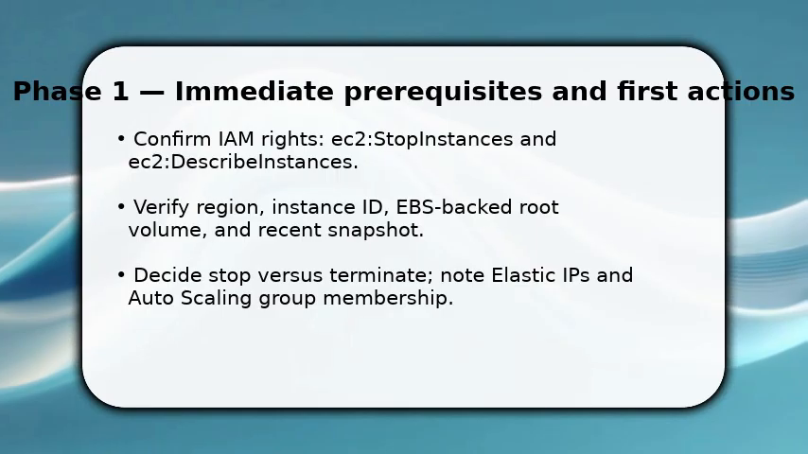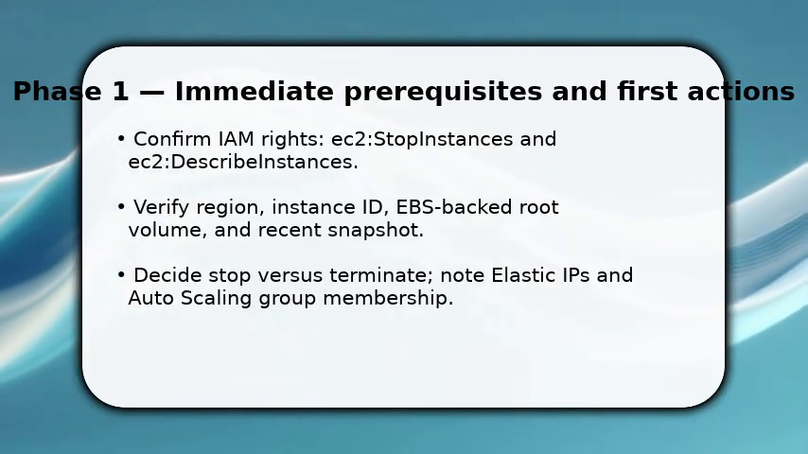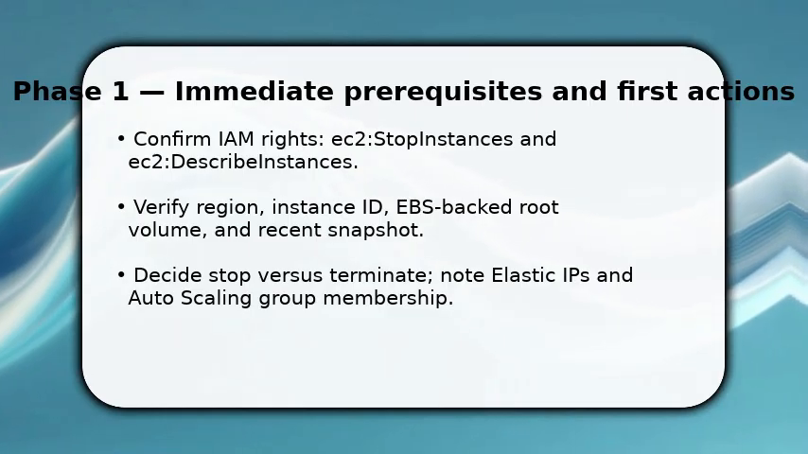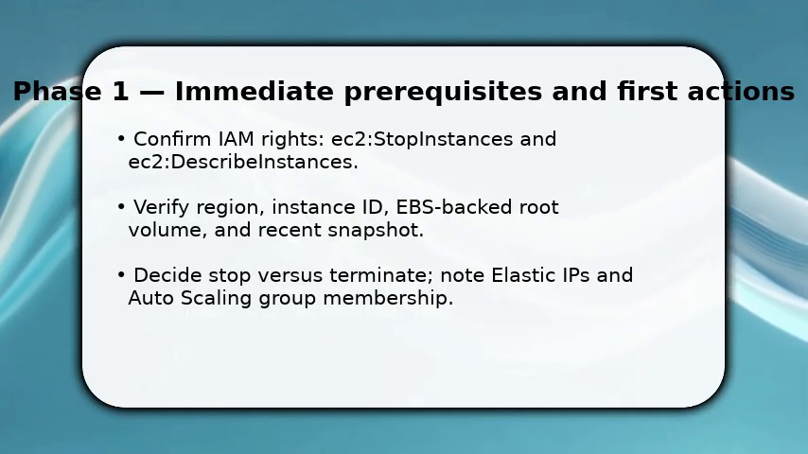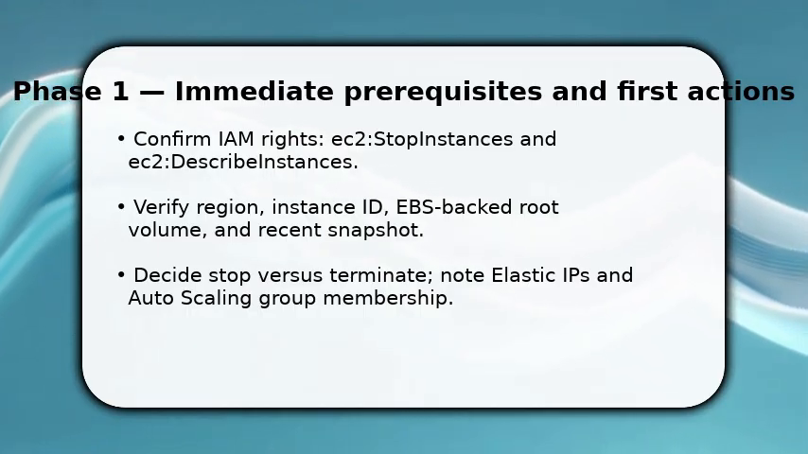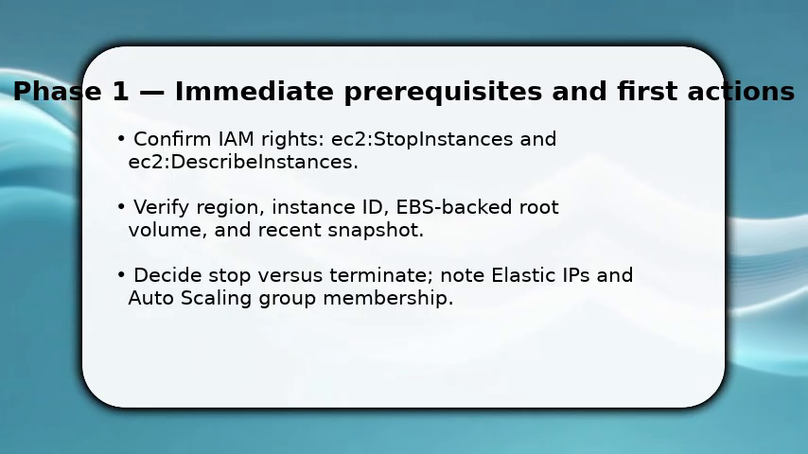You start by confirming you have the right permissions and the correct region. You need EC2 stop instances and describe access. Once done, identify the instance ID and verify it's EBS-backed so data persists. Make a quick snapshot if you need a rollback. This avoids surprises. Now open the console or prepare the AWS CLI.